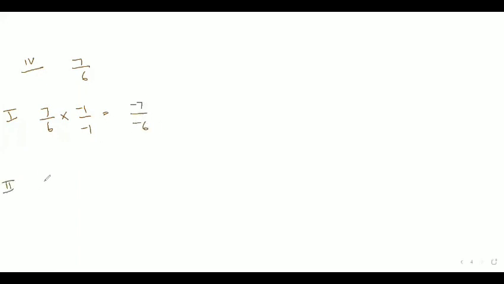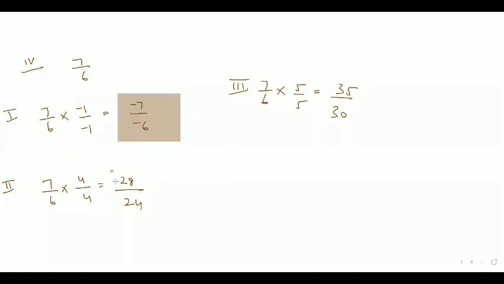Second equivalent fraction, 4 by 4, 28 by 24, and third equivalent fraction, 5 by 5. So these three are the equivalent fractions of 7 by 6. This is our answer.